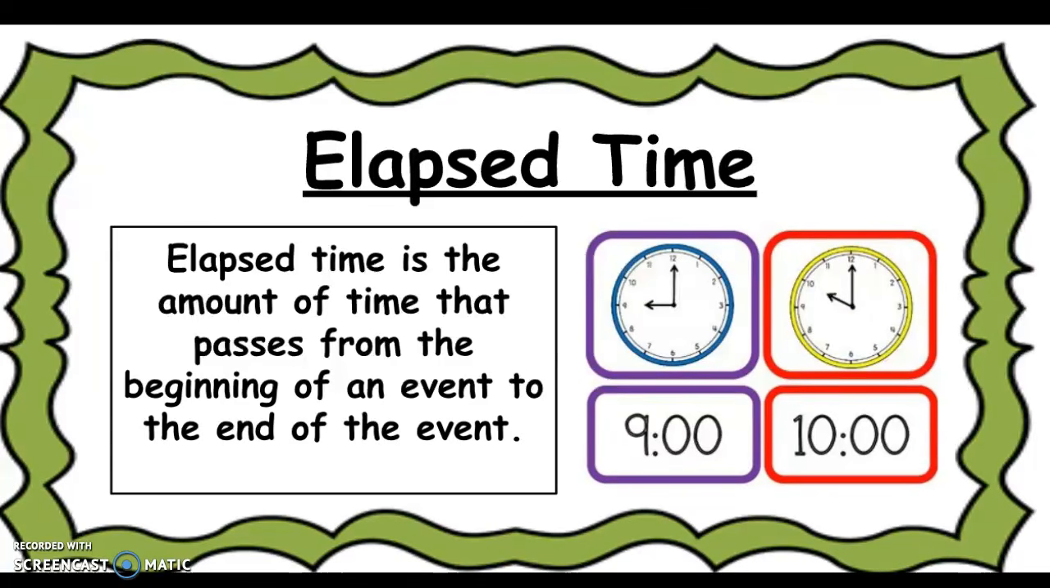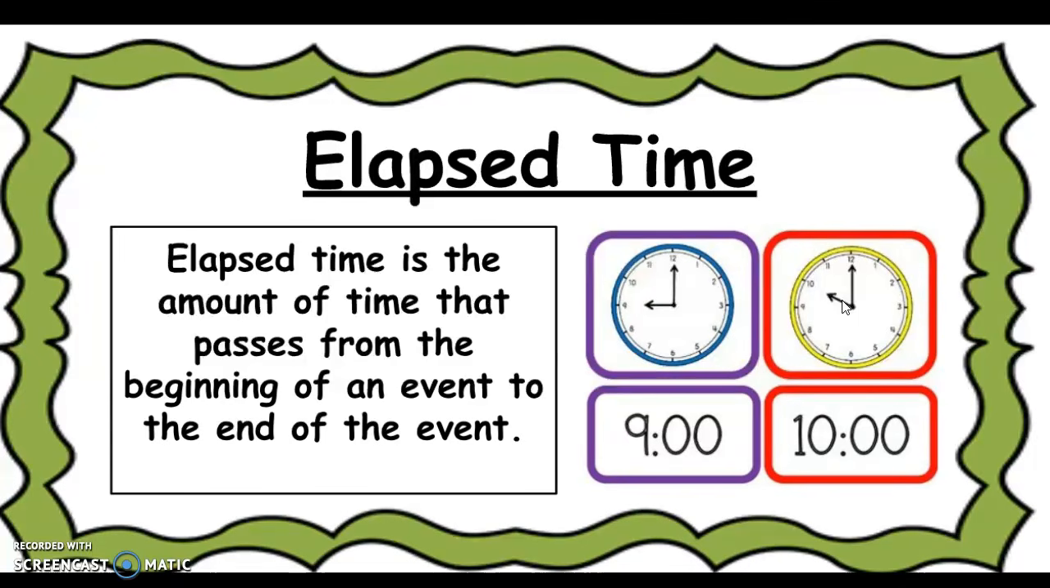Well, when we're trying to figure out elapsed time, we want to know how much time passed from 9 o'clock to 10 o'clock. And to do that, we're really going to look at the hands of the clock. We're going to look at the hour hand and the minute hand. My event started at 9 o'clock, and I notice my hour hand is on the 9 and my minute hand on the 12.